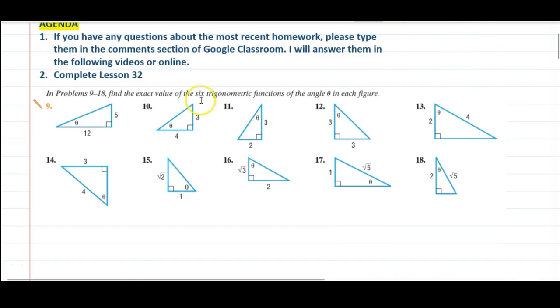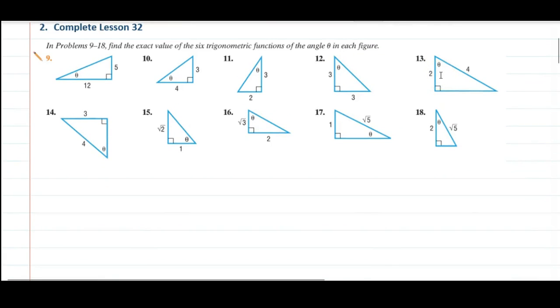The exact value of the 6 trig functions of the angle theta in each figure. So that's the first objective that you need to be able to fulfill, is you know the 6 trig functions, right? And let's just pick any one of these questions. I'll go with number 18 here. All you need to do is solve for the 3 sides of this triangle that we're looking at here, and then find the 6 trig functions for it.